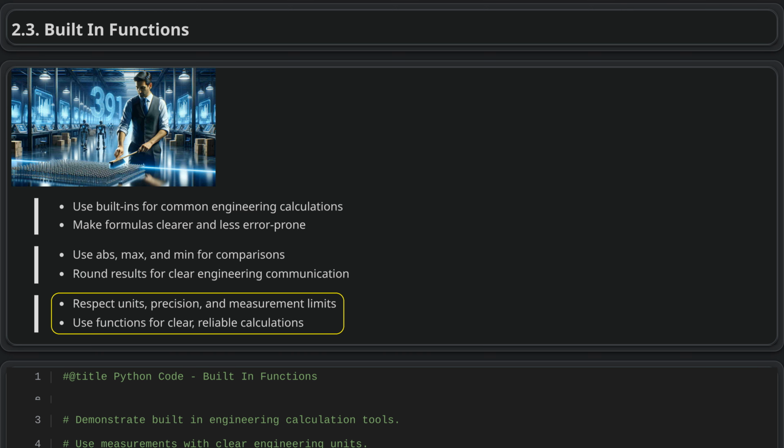Using built-in functions well means thinking beyond getting a mathematically correct answer. Engineers must consider units, rounding, and realistic precision so results are not misleading. These functions support clearer, more disciplined calculations that are easier to check, explain, verify, and reuse in broader problem solving.